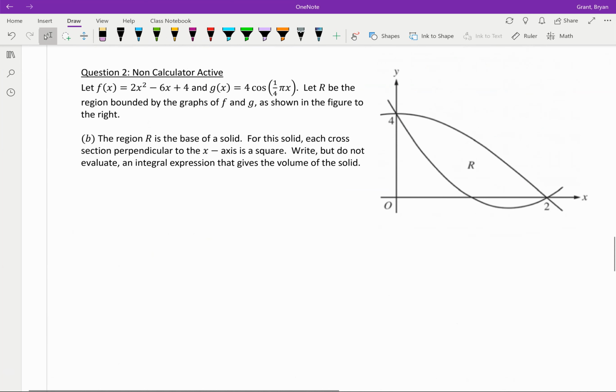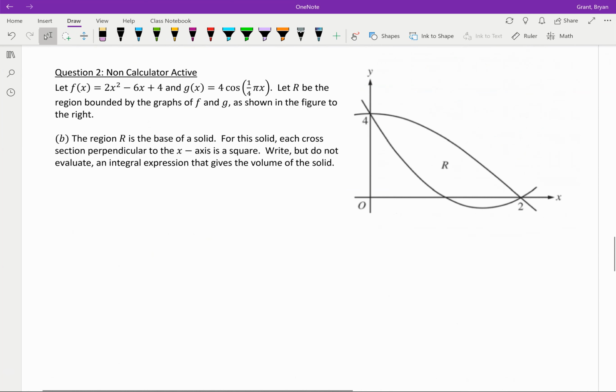Question 2, non-calculator active. This one might take a little bit longer. Let's see. R is our region. Wonderful. We should probably outline these with colors. 2x squared, that's an upwards facing parabola. That's got to be this one right here. This is going to be my f of x. And then my second one is my cosine function, which normally starts at 0, 1. It might be somewhere else now. 0, 4, I guess I should read that. And it ends at 2.